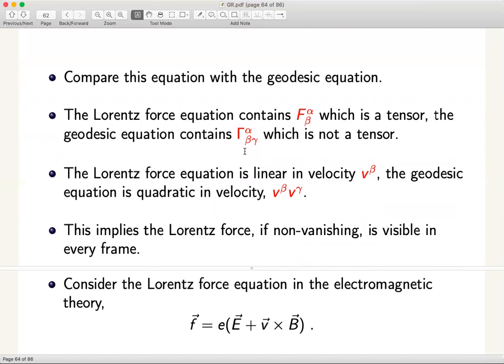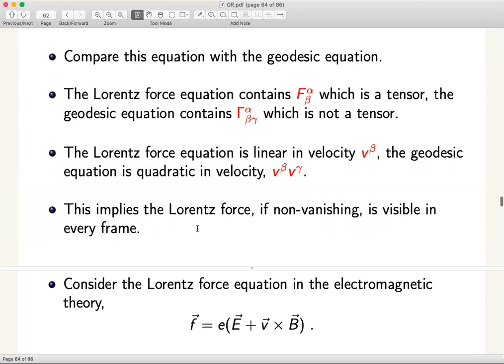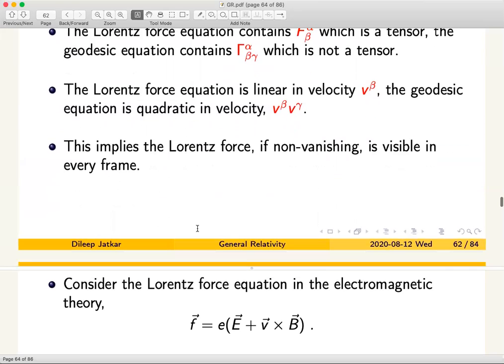And because the Lorentz force is written in terms of tensors, and tensors have the property that if they are non-vanishing in one coordinate system, then they are non-vanishing in all coordinate systems because their transformation property is homogeneous. This homogeneity of the tensorial transformations ensures that if in one frame you see the Lorentz force, then it would be visible in every frame, no matter what coordinate transformation you do.